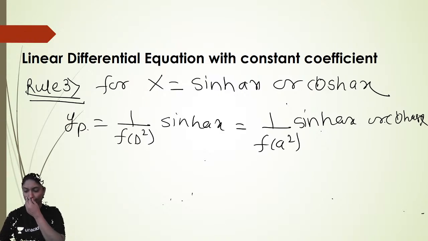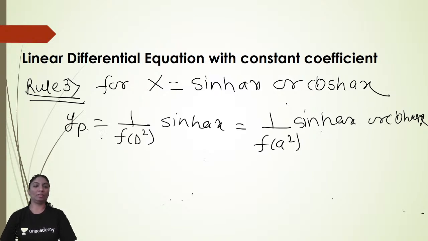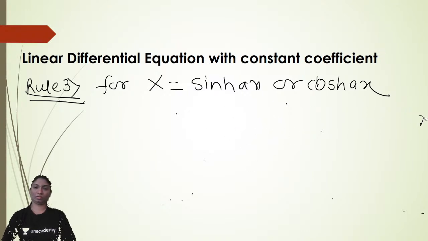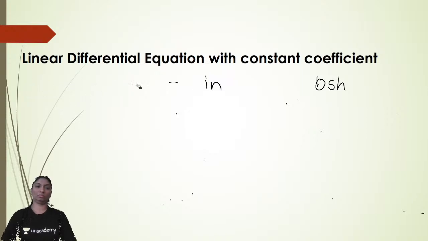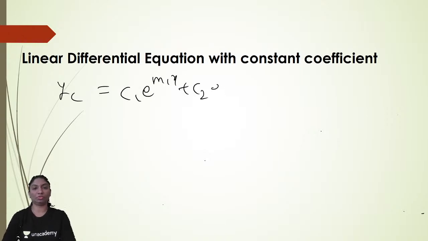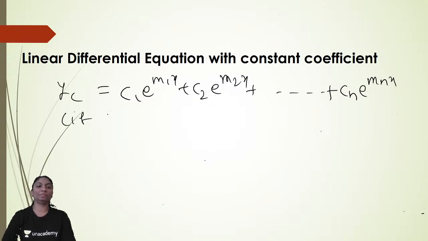Now we know how to write yc when the roots are real and distinct, real and repeated, complex, and complex repeated. So everything we will cover here. Whenever the roots are real and distinct, then we can write yc is equal to c1 e raised to m1x plus c2 e raised to m2x and so on plus cn e raised to mnx, if the roots are real and distinct.